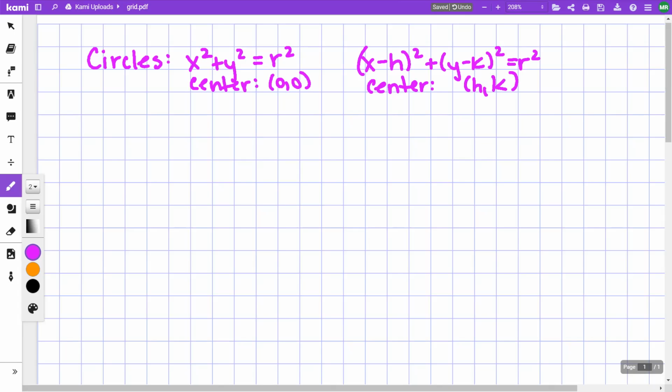So let's say, for example, we were to graph x squared plus y squared is equal to 20, let's make it 16. So first thing you want to identify is your center. Your center is going to be 0, 0. Your radius is going to be the square root of 16, which is 4.